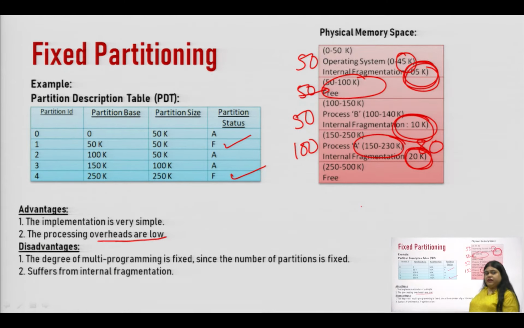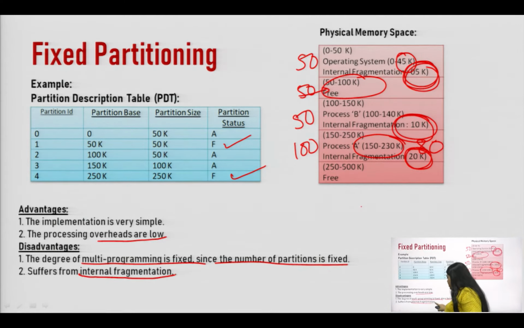Next, what are the disadvantages? Disadvantages we have already discussed in the previous slide, but to repeat it again, the degree of multiprogramming is fixed. This is one very big disadvantage with the fixed partitioning technique. The degree of multiprogramming is fixed since the number of partitions is fixed, and it suffers from the problem of internal fragmentation, because in one particular memory block, only one process can reside at a time. So, the remaining part of that block goes waste as internal fragmentation.